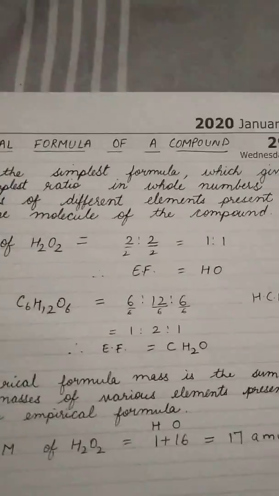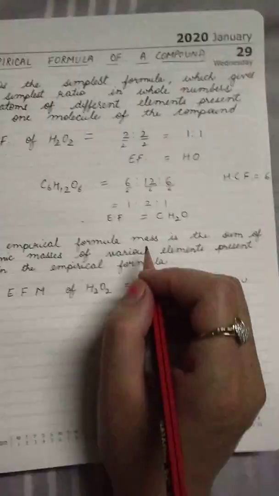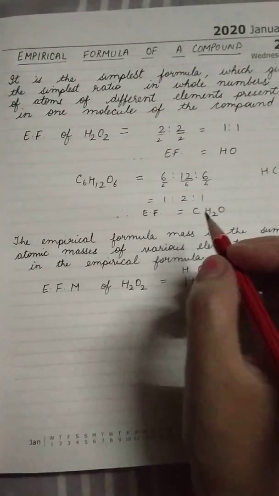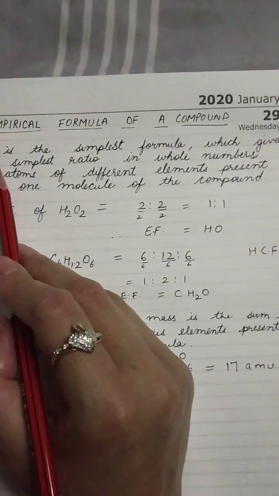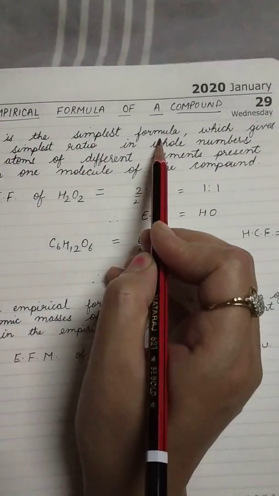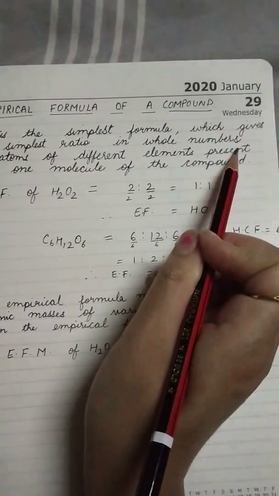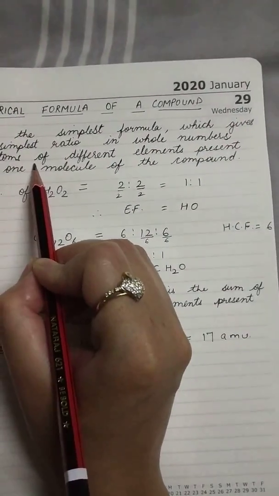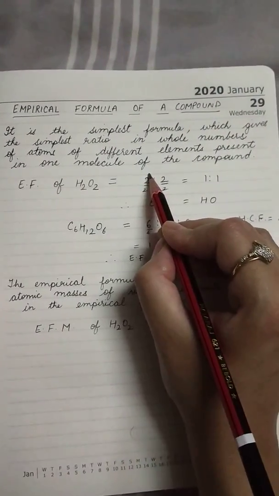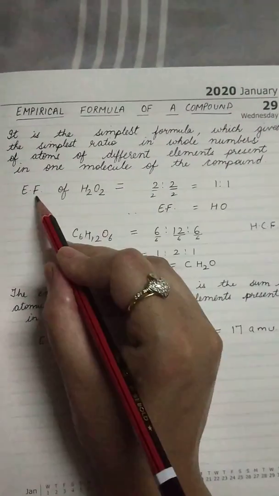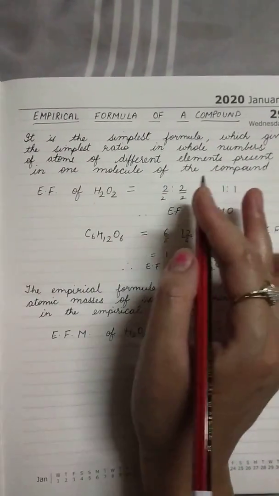Now, on the next and the last topic in this chapter, we have the empirical formula of a compound. Empirical formula is the simplest formula which gives the simplest ratio, in whole numbers, of atoms of different elements present in one molecule of the compound. It simply means that this is the simplest formula.